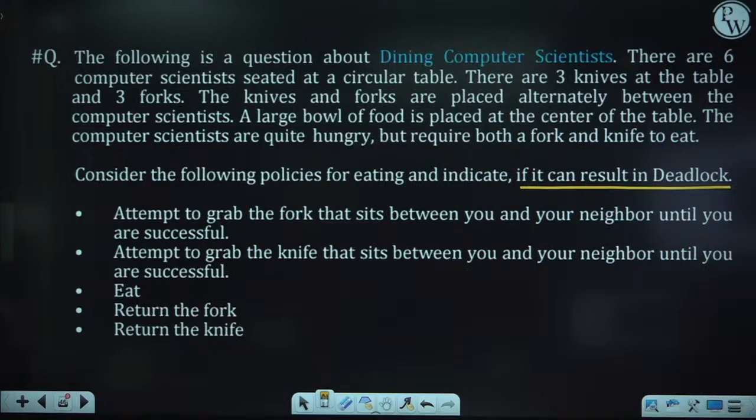Paras Prajapati is also saying deadlock can occur. I want other people also to respond. After that I will start the discussion.